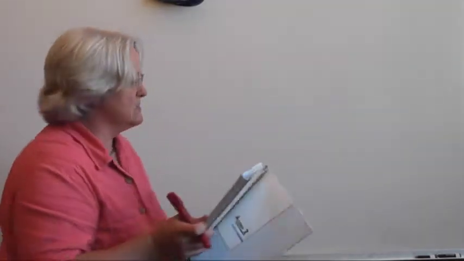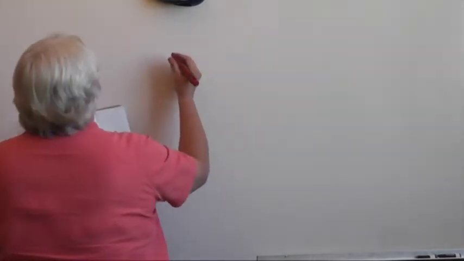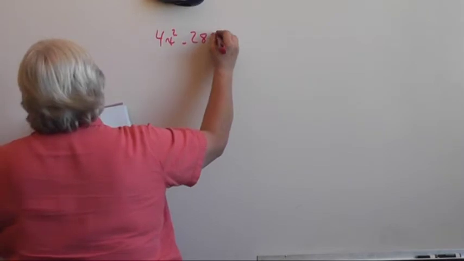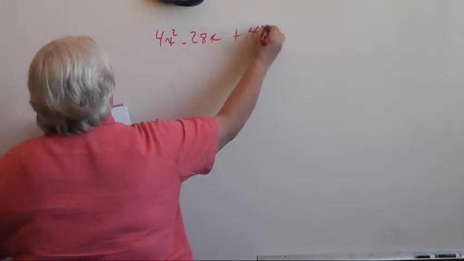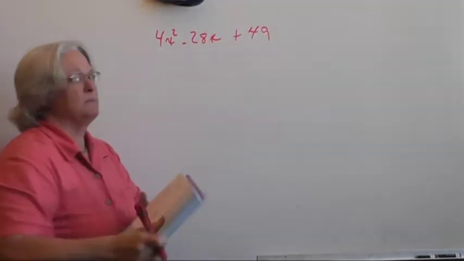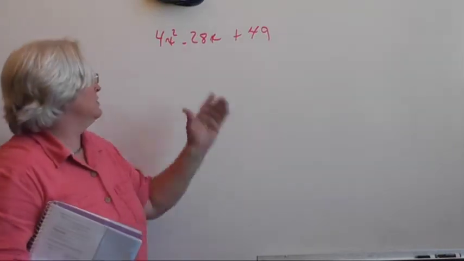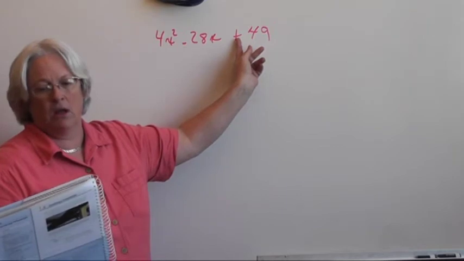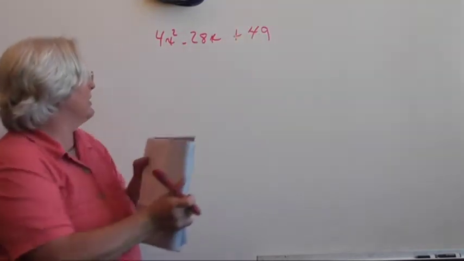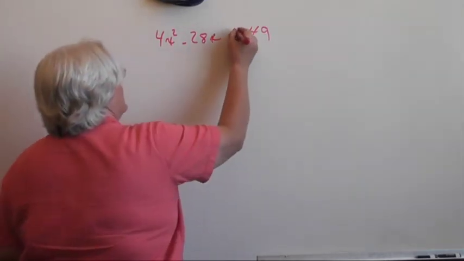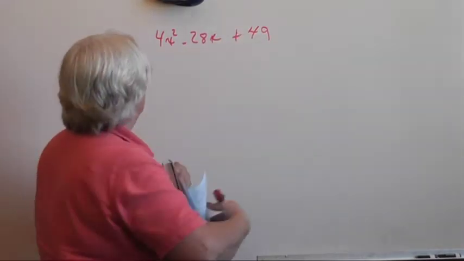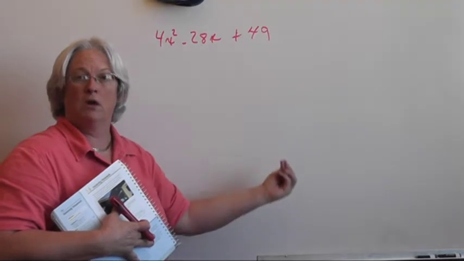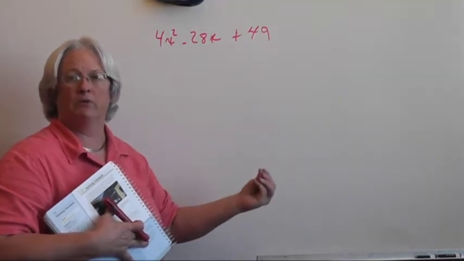Example 2, factor 4x squared minus 28x plus 49. Actually, the first thing that you should do is check and make sure there's not a common monomial factor. They'll bring that up as soon as we're done with this problem. But 4 is not a factor of 49, so there are no common monomial factors.